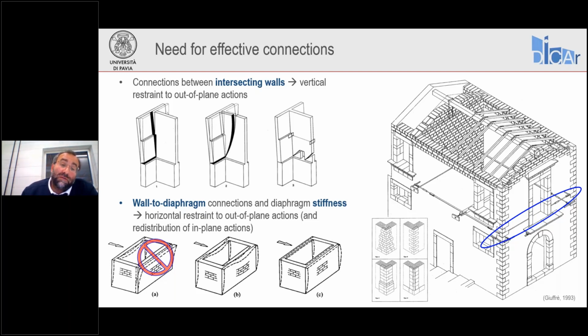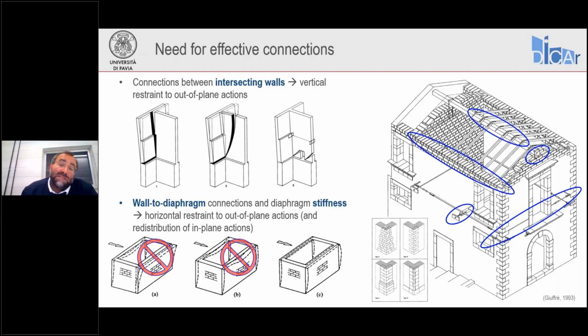To avoid the formation of the mechanism at the bottom center, where you see the edges are restrained, but we may develop horizontal arching. Well, to avoid this horizontal arching from happening, we need to take advantage of diaphragm stiffness, strength, and connection between the diaphragm and the walls. By doing this, we can restrain the wall way more effectively.